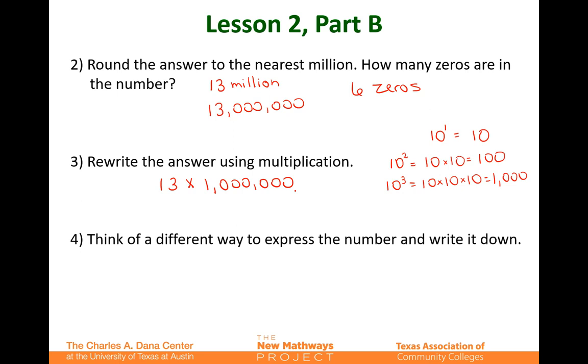Well, a million has 6 zeros. It's simply 10 to the 6. So we could write it as 13 times 10 to the 6. That would be another way to write 13 million.